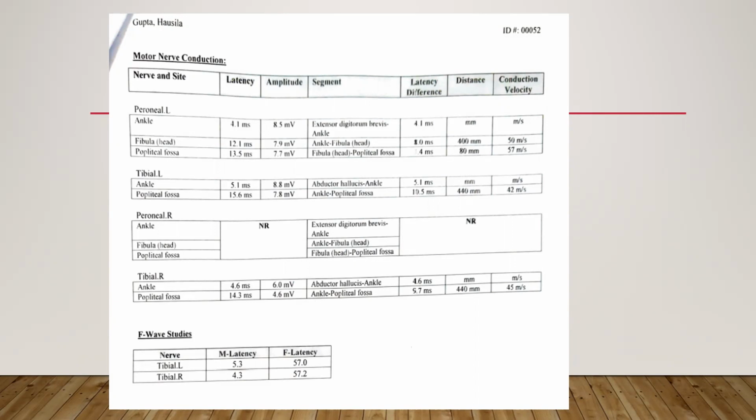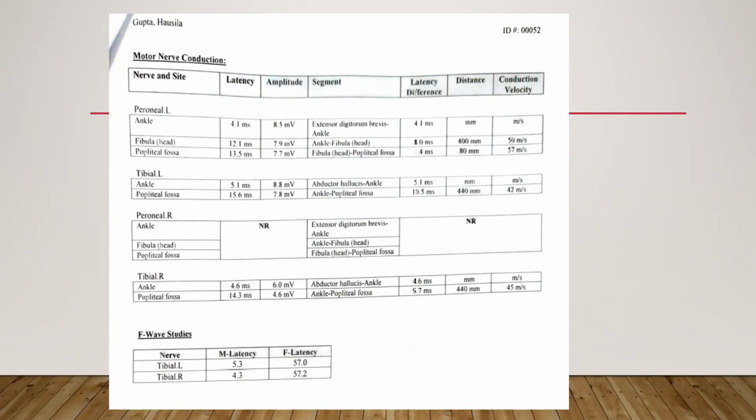On the right side, peroneal nerve stimulation, absent responses are noted at both fibular and popliteal stimulation. Right side tibial amplitudes are okay. Popliteal fossa latencies and amplitudes are normal. Conduction velocity also normal.